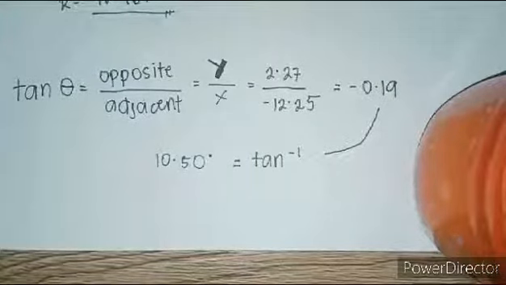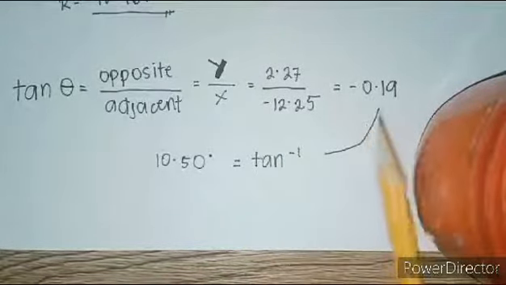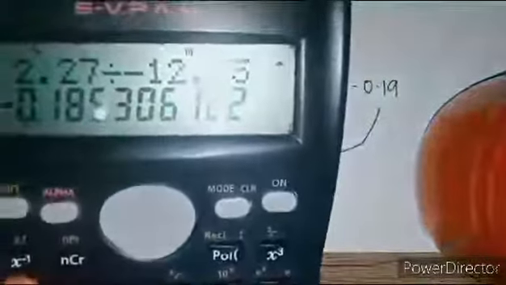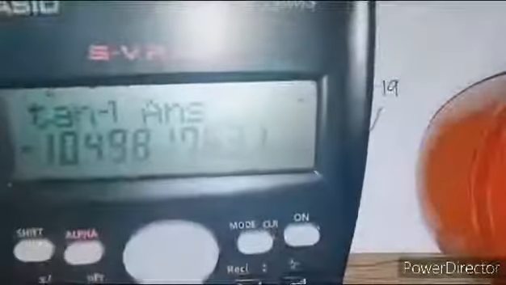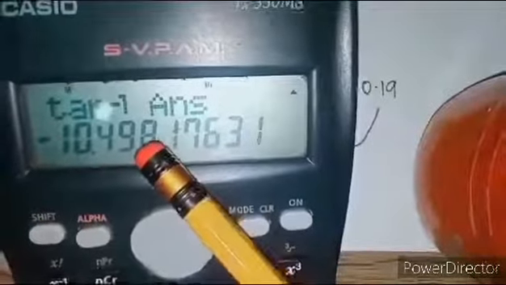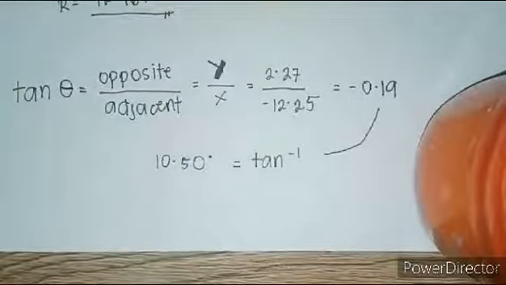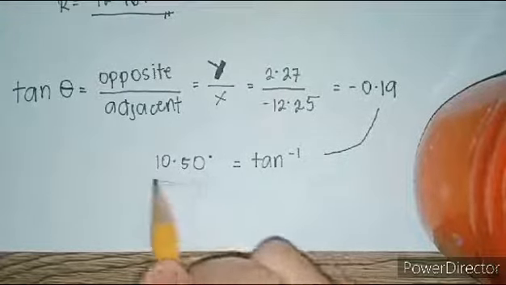And now we are going to inverse this. We take tan to the negative 1 of negative 0.19. Since I already have my answer in this calculator, I will just press shift then tan. So we got here negative 10.49. We'll also round this off. Since there is no negative direction, we'll just disregard the negative. And now we have 10.50 degrees.